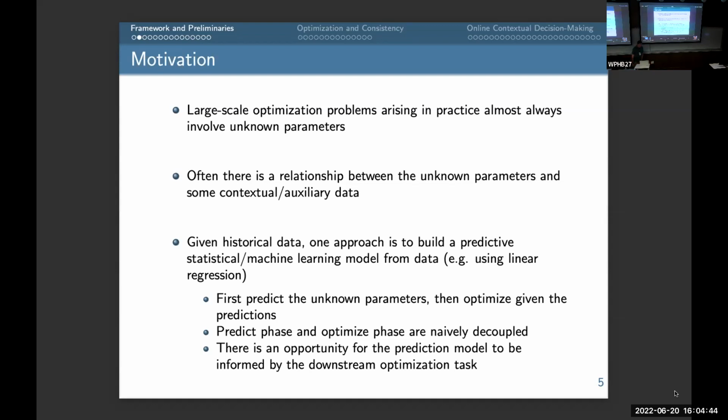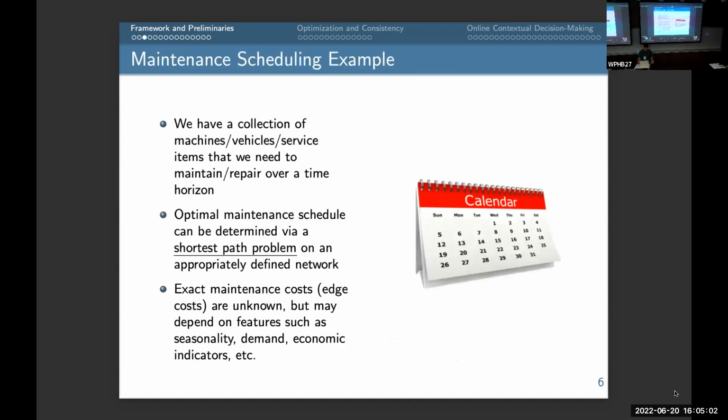So there's an obvious opportunity that many of us have capitalized on, and many of us will be able to in the future, because I think there are a lot of open directions here. There's an opportunity to bridge these 2 phases together to design prediction models that are informed by the downstream optimization task. Here are just 2 examples.